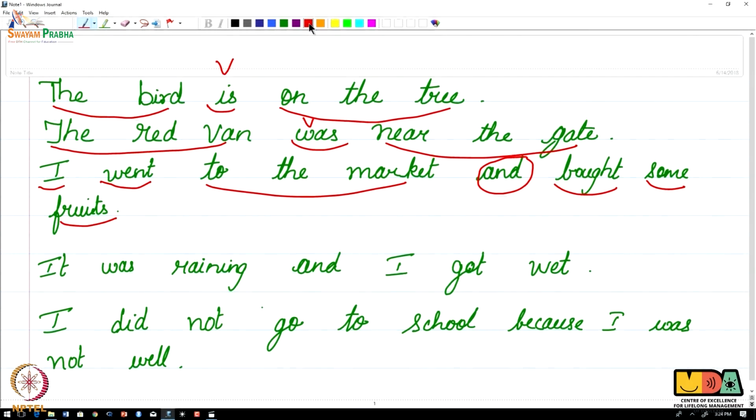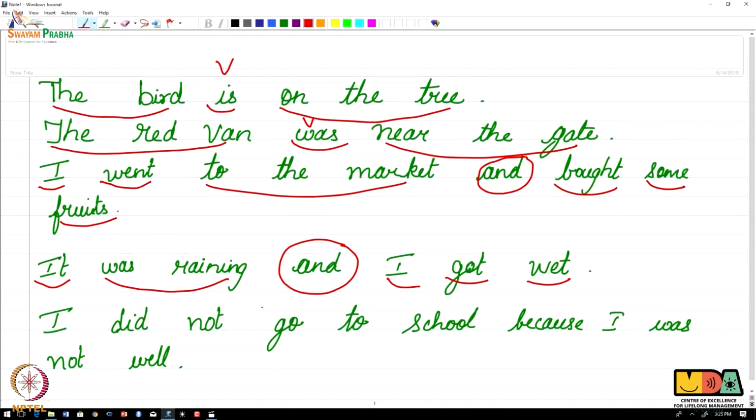Now, for the next sentence, it was raining and I got wet. The verbs here are was raining and got. Now, just like the previous sentence, we are going to circle the conjunction and. So, the phrases will be in such a way that it was raining and I got wet. The last sentence here is for your practice.